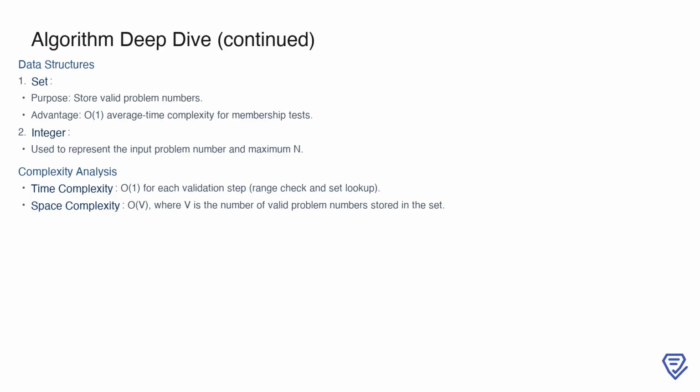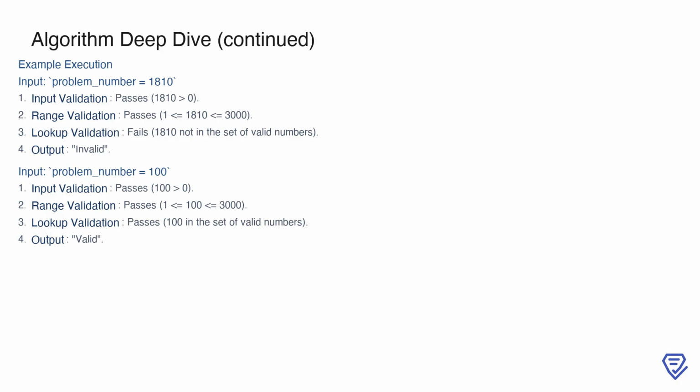In terms of complexity analysis, the algorithm is highly efficient. The time complexity for each validation step is O(1), including the range check and the set lookup. This ensures that the algorithm performs consistently regardless of the input size. For space complexity, the usage primarily depends on the size of the set, which is proportional to v, the number of valid problem numbers stored. This trade-off between space and time efficiency is well balanced, making the algorithm scalable and suitable for large datasets of problem numbers. Let's now look at how the algorithm executes with specific examples.